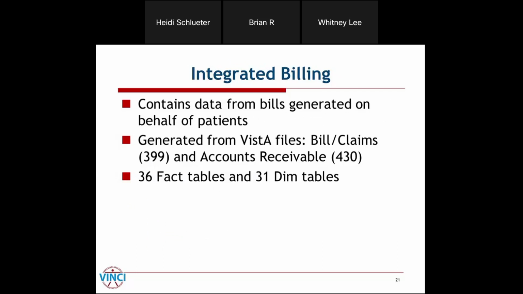The integrated billing domain contains data from bills generated on behalf of patients. So it's generated from the Vista file bill claim 399 and accounts receivable 430. And it includes these, there are 36 fact tables and 31 dim tables there.